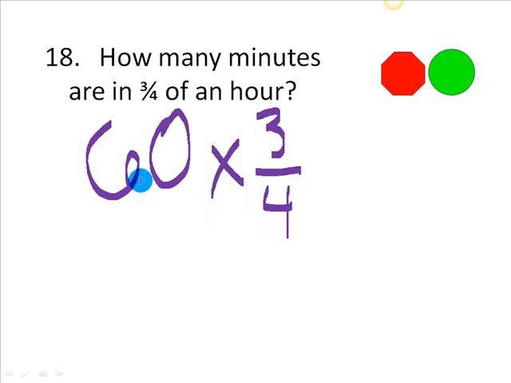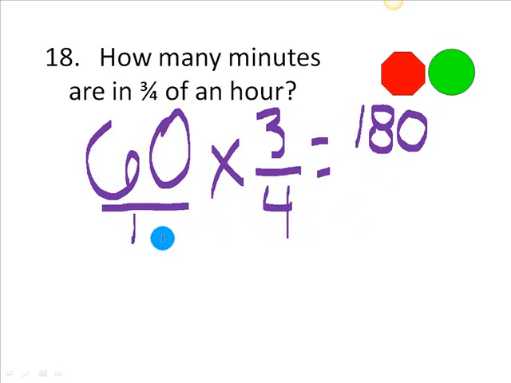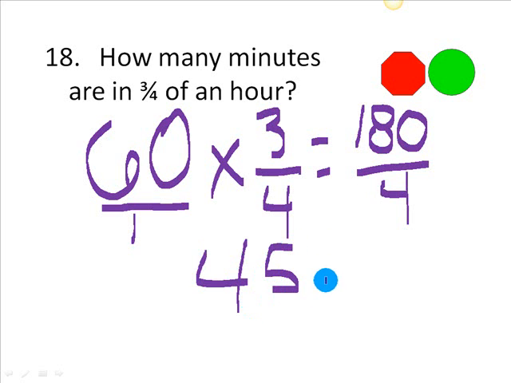So, how do we multiply a whole number times a fraction? Well, we could just put that over 1, and 60 times 3 is 180. And 1 times 4 is 4. And 4 goes into 180 exactly 45 times. And so there are 45 minutes in 3/4 of an hour.